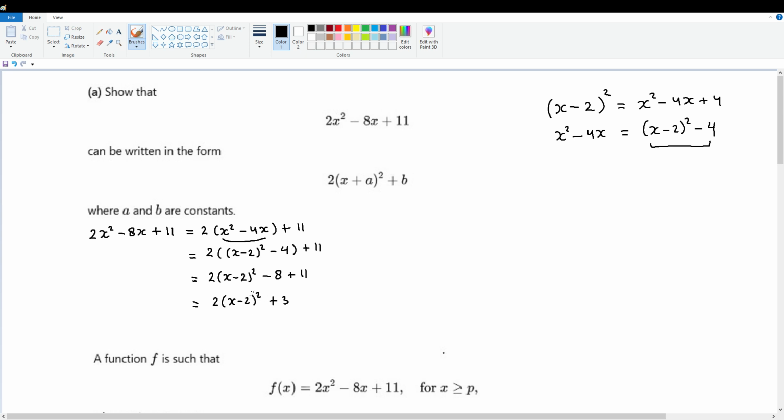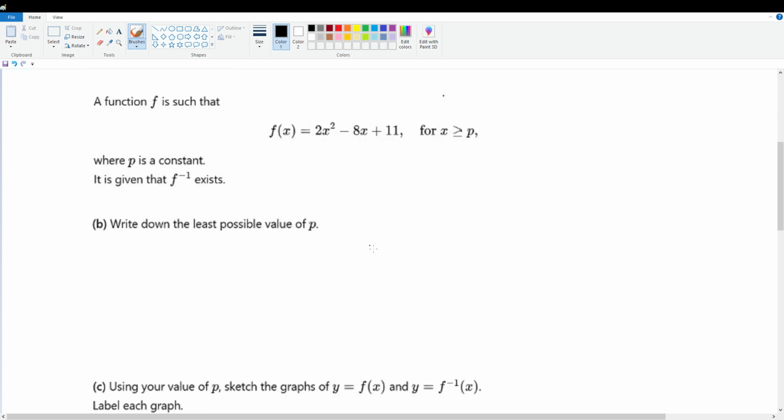Here we have the similar form 2 times (x plus a) squared plus b, which are congruent. Okay, and then you can say that a corresponds to minus 2, so a equals minus 2, and b corresponds to 3, so b equals 3. So this is our answer for question part A. Alright, now we can go to the next step.